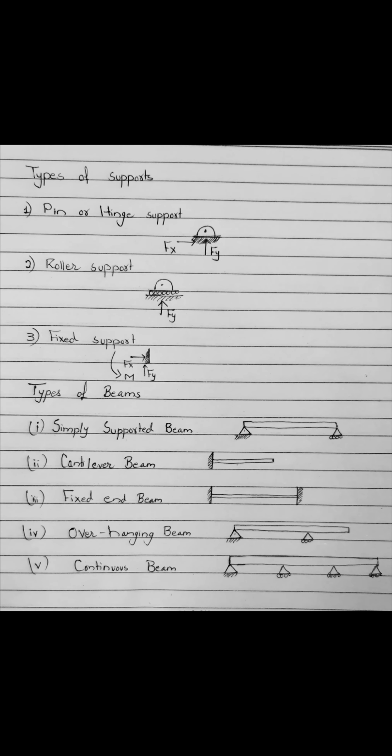In this video I am going to teach you the types of beams and the types of support. So there are generally three types of support, and these are pin support, also called hinged support, the second type is roller support, and the third type is fixed support.